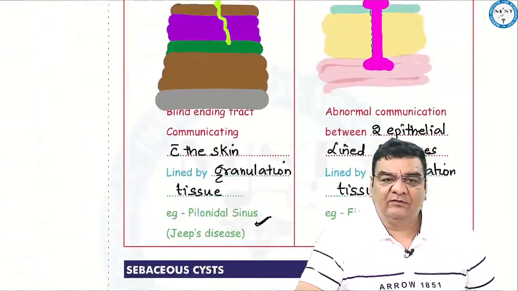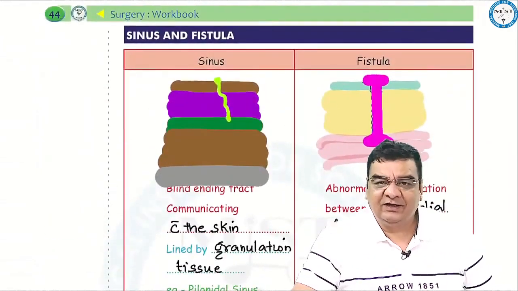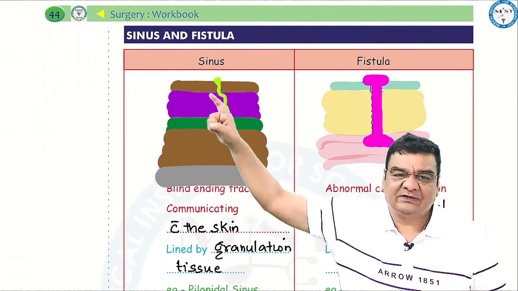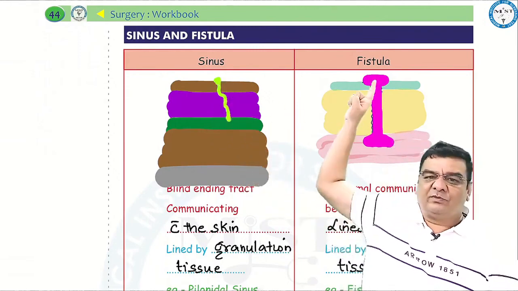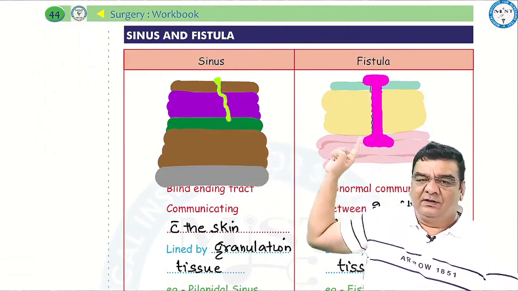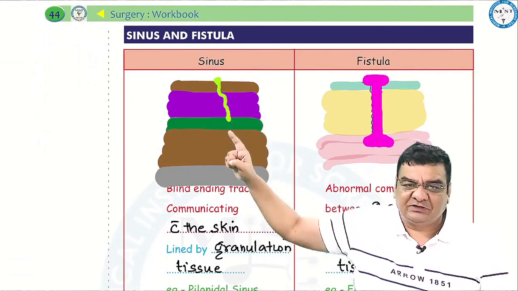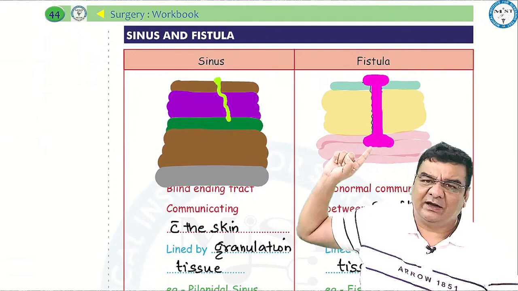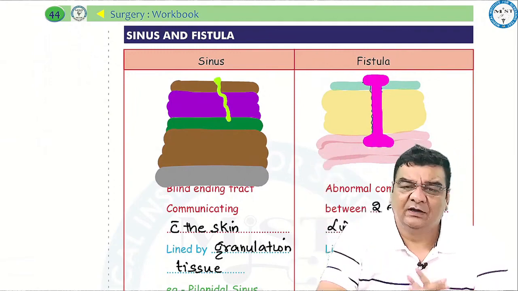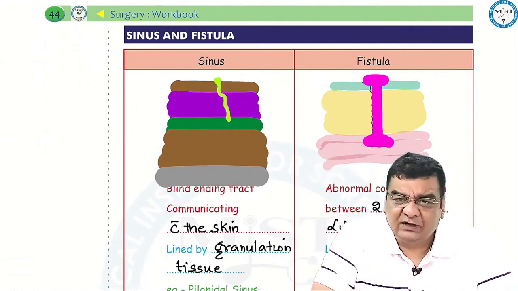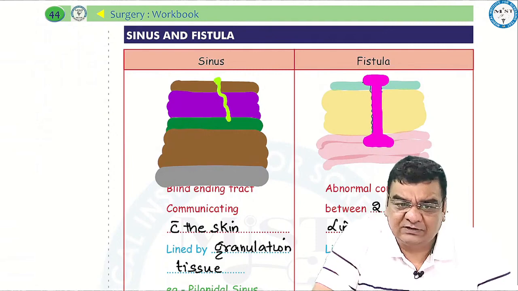Right. Then we talked something about sinus and fistula. Sinus is a one-sided affair with the skin, while fistula is an abnormal relationship between two people. The classical example is a pilonidal sinus, Jeep's disease. Here, fistula in ano, vesicovaginal fistula, arteriovenous fistulas, tracheoesophageal fistulas.